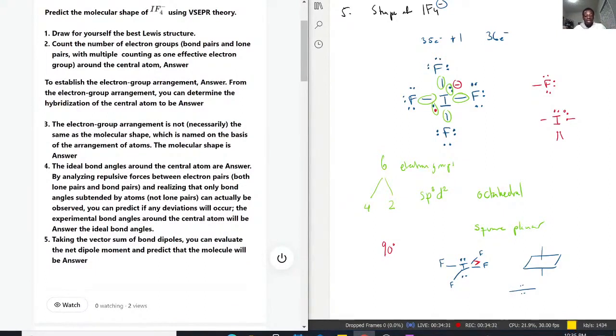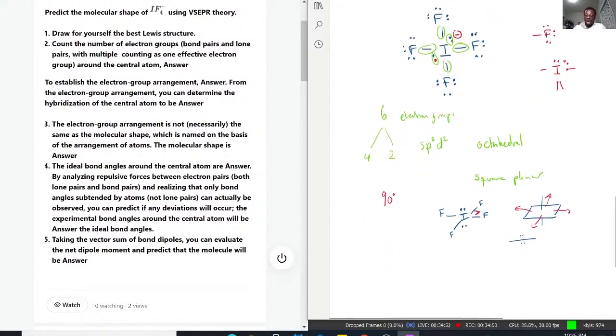And then it says, taking the vector sum of the dipoles, we can evaluate the net dipole moment. And for this, as you can see, based on how we've drawn it in several ways, if we have a dipole moment going in every direction, overall they all cancel each other out, especially because they're all fluorines, so they're all pulling equally. So in this case, funny enough, this would actually be a non-polar molecule.